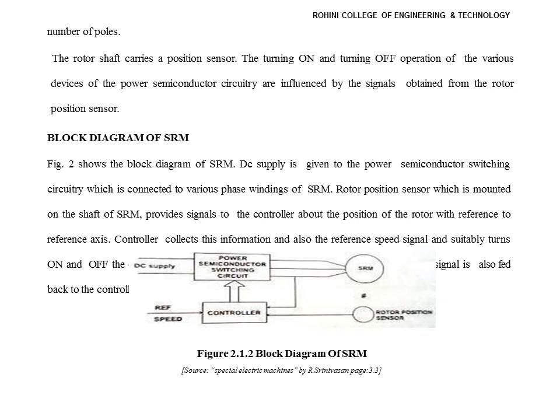Here the block diagram of the SRM consists of power semiconductor switching circuits, a controller, the SRM, and a rotor position sensor. The DC supply is given to the power semiconductor device switching circuit, which is connected to the various phase windings of the SRM. The rotor position sensor, which is mounted on the shaft of the SRM, provides signals to the controller about the position of the rotor with reference to the reference axis. The controller collects this information along with the reference speed signals and acts suitably on the signal fed to the controller.